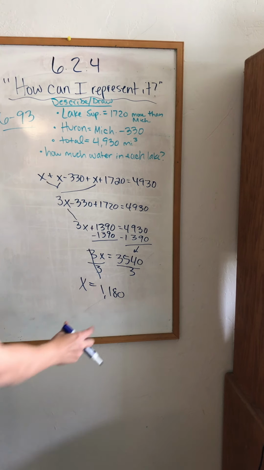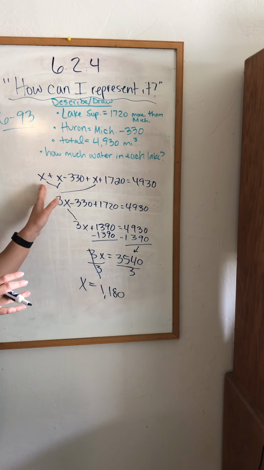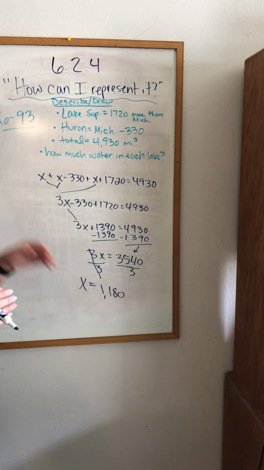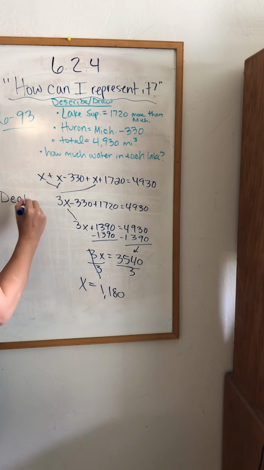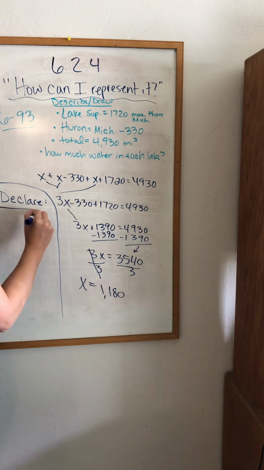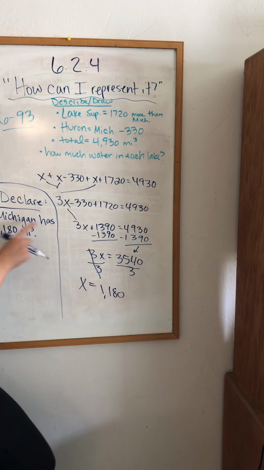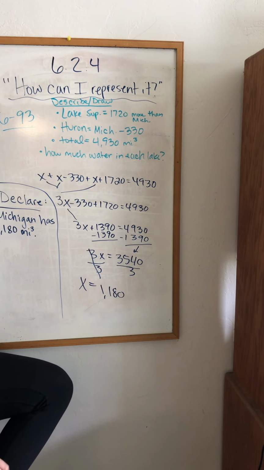So that is our solution that we could have tried to come up with the trials, but it probably would have taken us a long time to get here. So it was a lot simpler to take the equation that we made up to get our Lake Michigan. So now here's our declare part. Michigan has 1,180 cubic miles of water. I'm not going to write of water because I don't have enough room, but I'm just going to leave it at that. Michigan has 1,180 cubic miles.